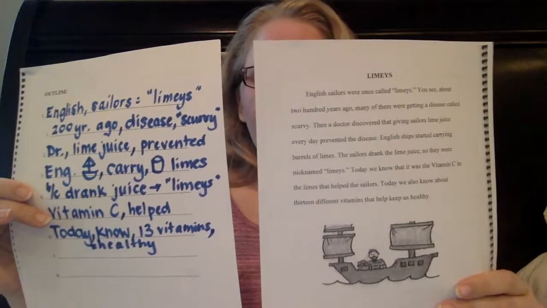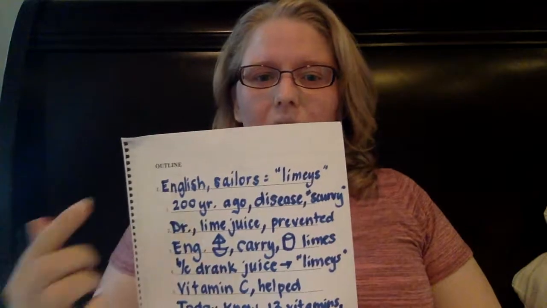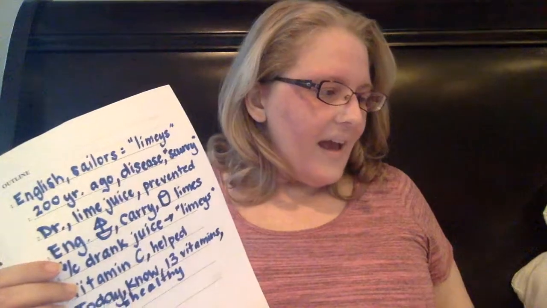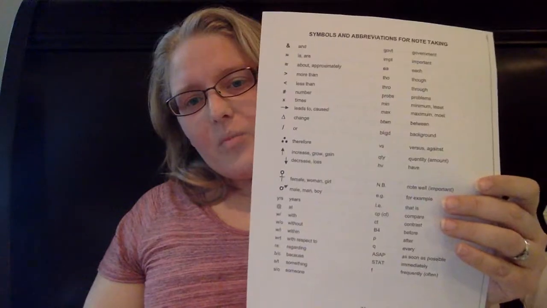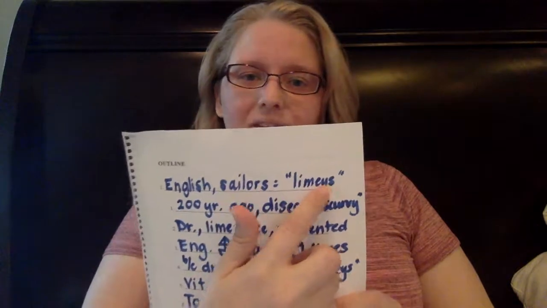So we've got English sailors were once called limeys. So we take the 3 or 4 most important words and we put them here with commas in between, and your student has this chart that I gave them, which has symbols and abbreviations for note-taking. Symbols and abbreviations and pictures do not count towards the 3 or 4 words, so they're a great way to help yourself have some more words, okay? So I've got English sailors =, limeys, okay? That tells me English sailors were called limeys. These are the most important words from that sentence, okay?